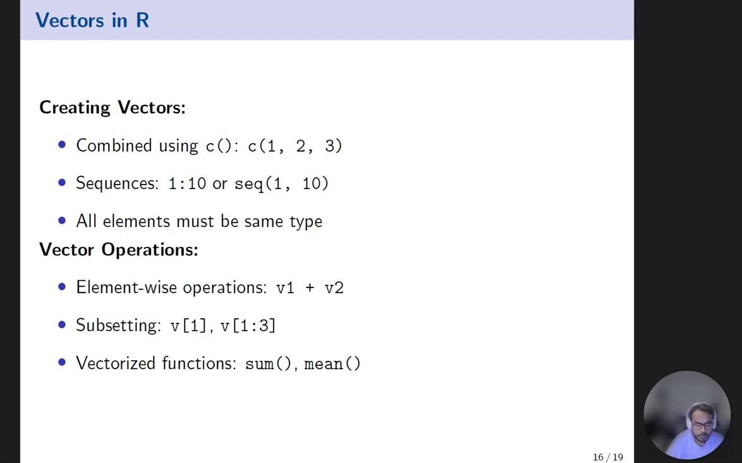Now let's talk about vectors in R. Vectors are one of the most fundamental data structures that we will work with. They store elements of the same type, such as numbers, characters, or logical values. To create a vector, we use the c function. So c(1, 2, 3) is a vector that stores these numbers.